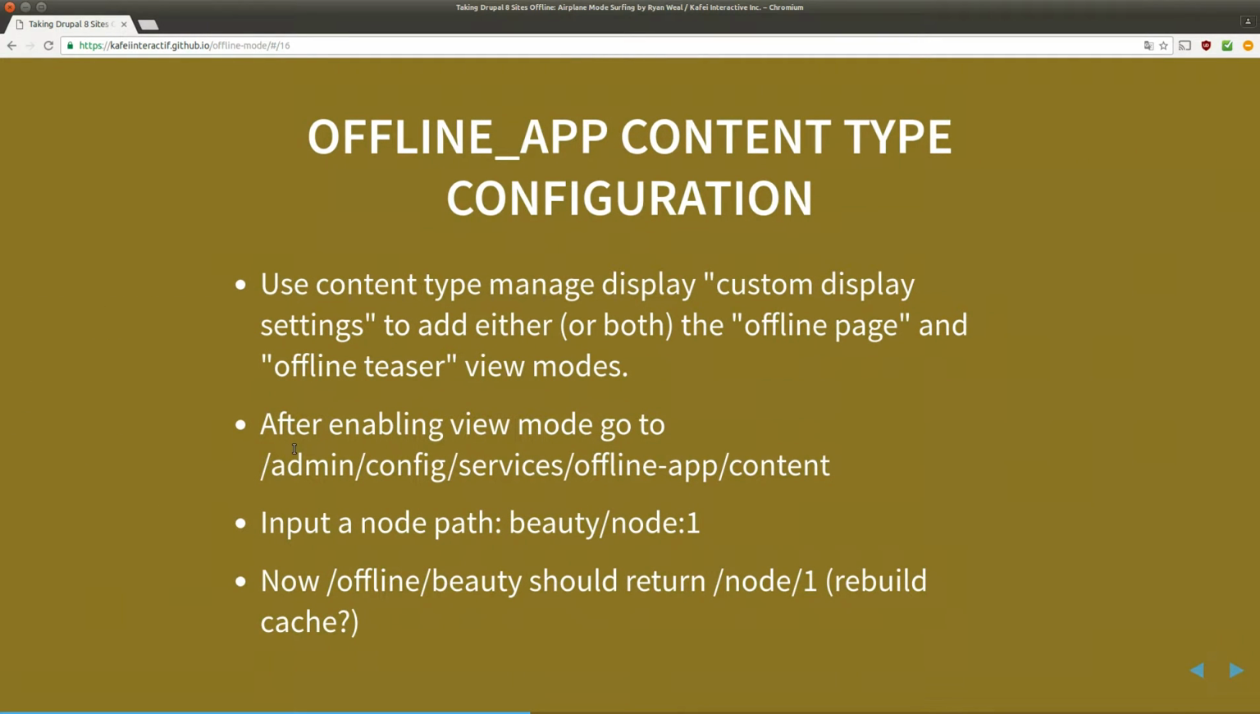Now for your content, what you're going to need to do is go to your content type and manage display. At the bottom of the Manage Display page, there's a little fold away called Custom Display Settings, and you can enable other view modes. There are 2 view modes that were created by this module, Offline Page and Offline Teaser. You have to enable those in order to get nodes to be available offline. It's going to strip out the attached images and any files, so be mindful of that. I think you can add them back in by going to the configuration page listed here. This link takes you to the content tab within the configuration, and you'll see it's got this interesting syntax.